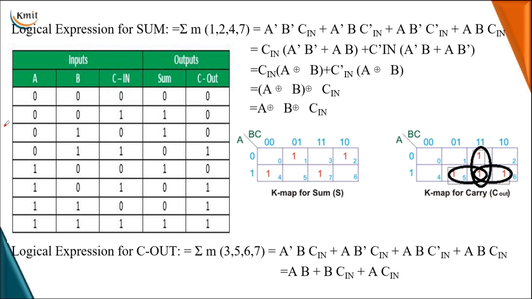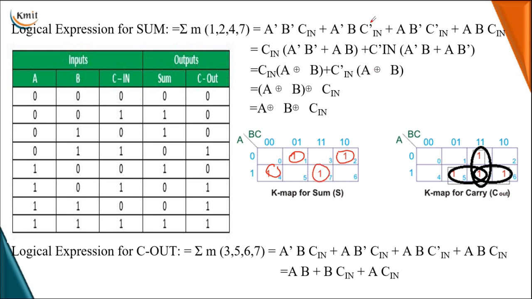So the isolated minterms in our final expression are written as follows. Minterm 1 is equal to A bar B bar C in. Minterm 2 is written as A bar B C in bar. Minterm 4 is written as A B bar C in bar, and minterm 7 is written as A B C in.